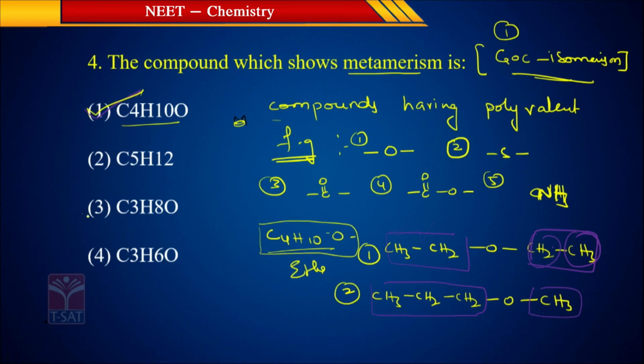In this third option and this fourth option, also these are ethers, but with this many carbons you cannot form a metamer, because if you write the fourth option, CH3O CH3, you cannot have different alkyl groups in the other isomer. You should have 4 carbon atoms to exhibit metamerism. So, option 1 is the correct option.